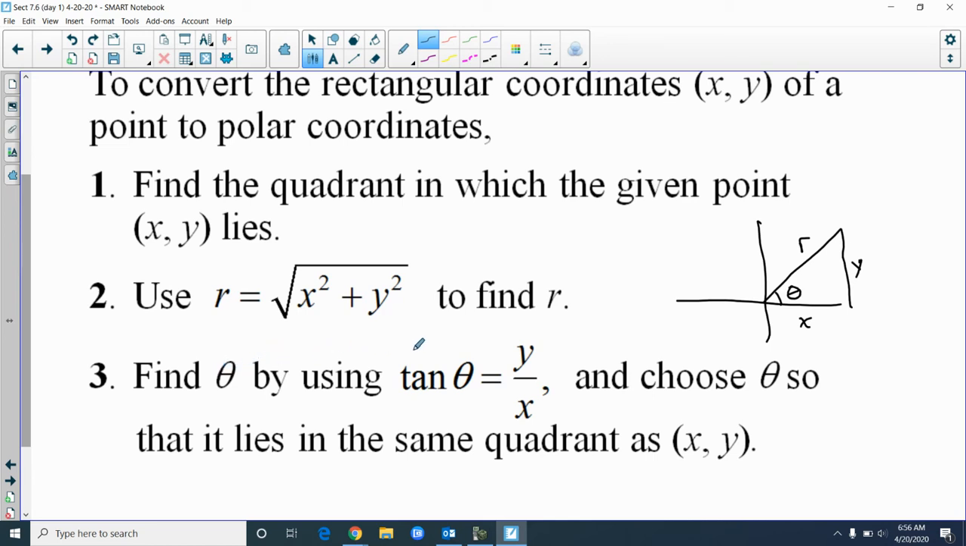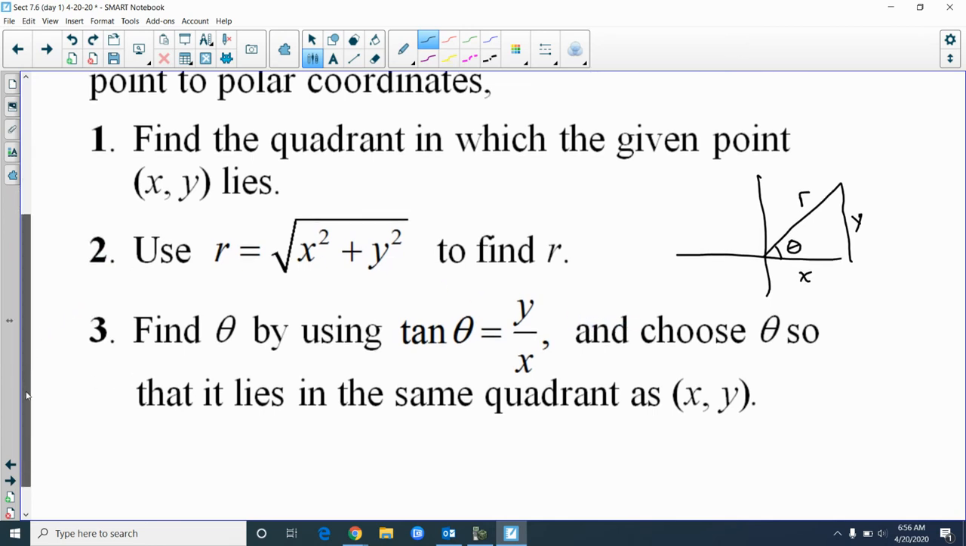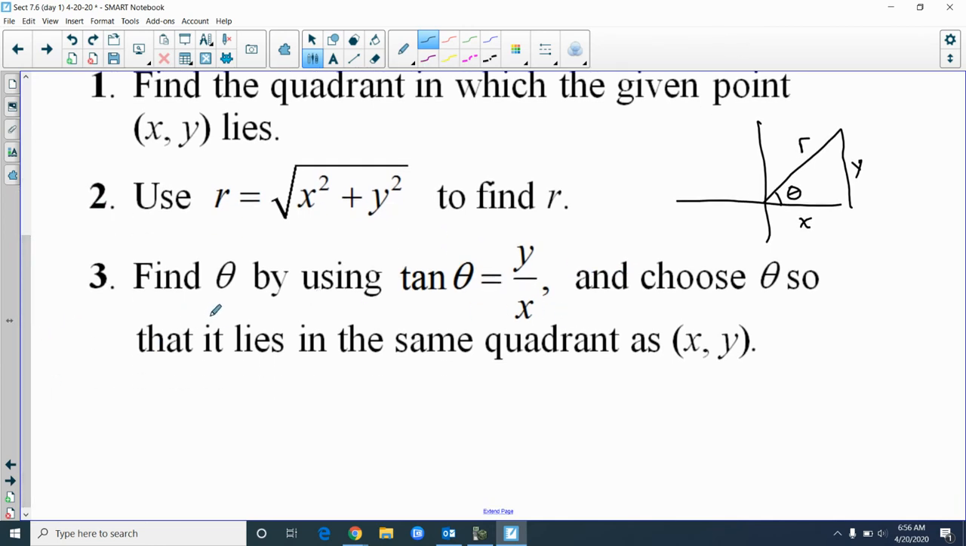To find theta, use tangent of theta equals y over x, and choose theta so that it lies in the same quadrant as x, y. And this goes back a little bit to what we were doing earlier with ij form for vectors. Very, very similar. It will not give you the exact value. And again, I'm going to talk about this as my reference angle. I know they just talk about theta, but I'm going to say theta prime is going to equal inverse tangent.